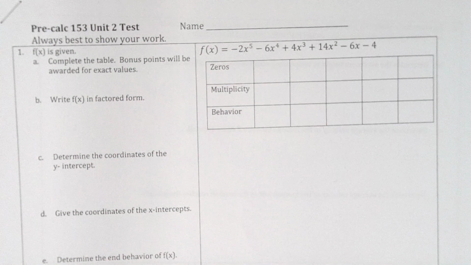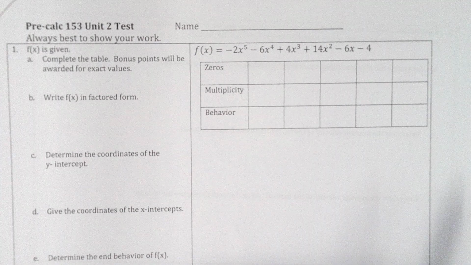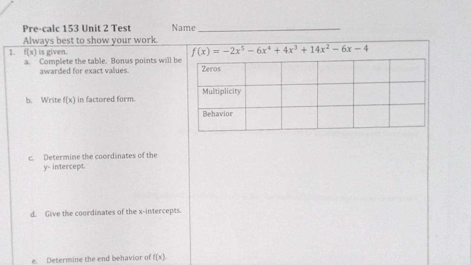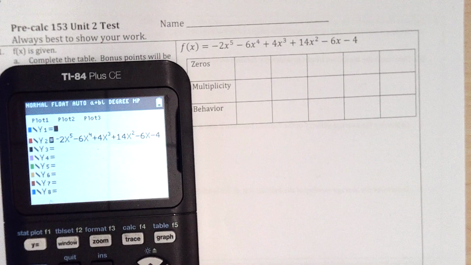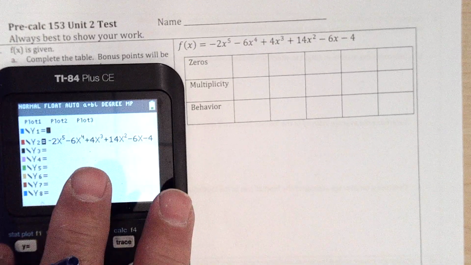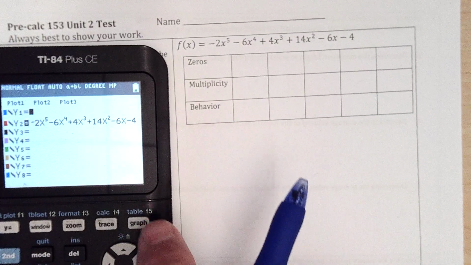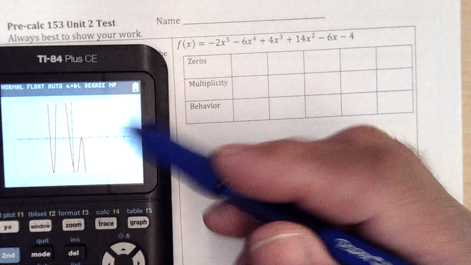All right, let's go over the chapter 2 test. So, to start with, I carefully, hopefully, typed the equation into my calculator. You could do it in Desmos. This is a little easier on Desmos for this, but I want to look at the graph. And from the graph, I want to read the zeros.